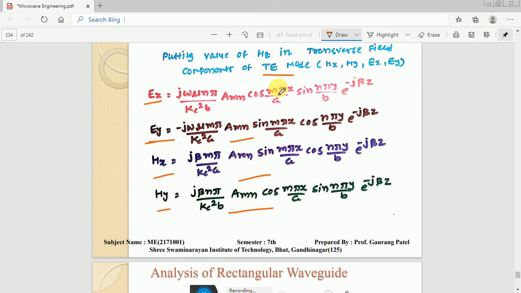यहाँ पे m 0 रखेंगे, n 0 रखेंगे तो ये 0 हो जाएगा, तो ये पूरा Ex 0 हो जाएगा. Similarly यहाँ पे m is equal to 0 रखेंगे तो Ey 0 हो जाएगा. यहाँ पे Hx में भी m 0 रखेंगे तो sin 0 हो जाएगा, तो पूरा term 0 हो जाएगा. Hy भी पूरा 0 हो जाएगा.